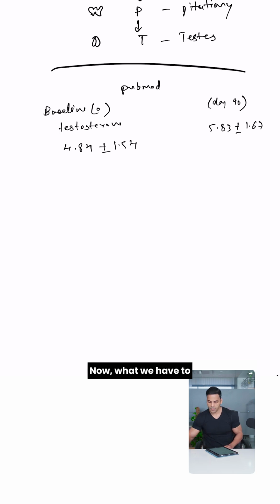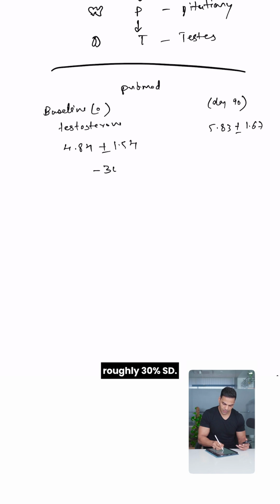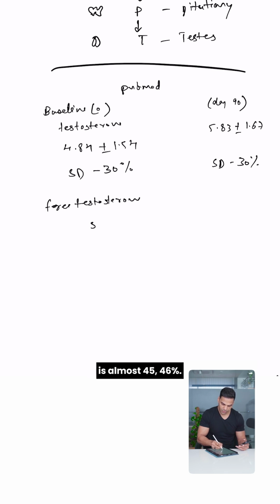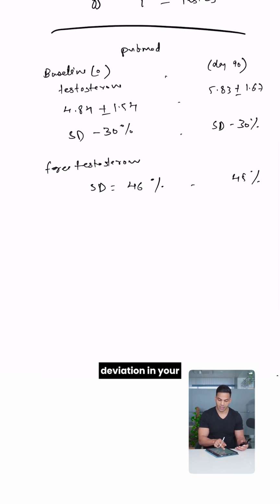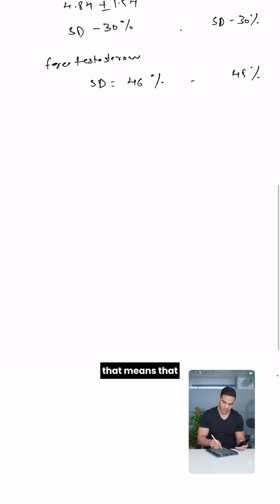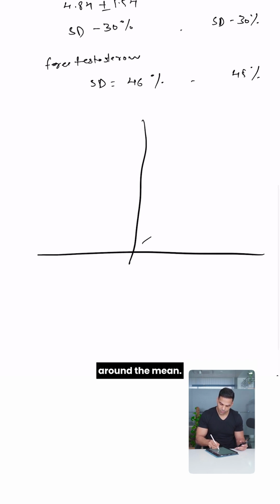Now what we have to understand is that there's a problem with the data. The problem is that this is roughly 30% SD, and in the case of free testosterone, the SD is almost 45-46%. Anybody who understands a little bit of statistics would tell you that this SD is extremely high. When you have a 30% standard deviation in your before and after results, that means your values are not centered around the mean.